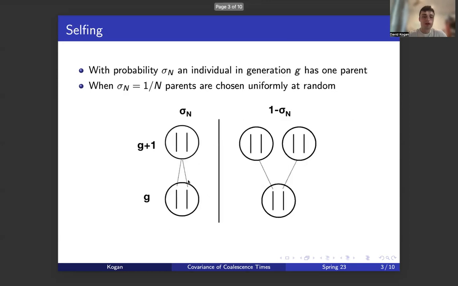individual. So there's two factors we considered in this project, and the first one was selfing. Selfing essentially says that both chromosomes come from the same parent. So with a probability of sigma n, as shown on the left here, both chromosomes come from the same parent, while with a probability of 1 minus sigma n, the two chromosomes come from different parents.